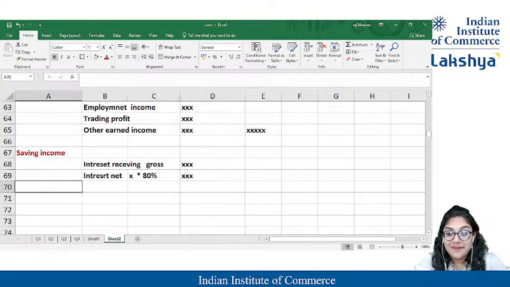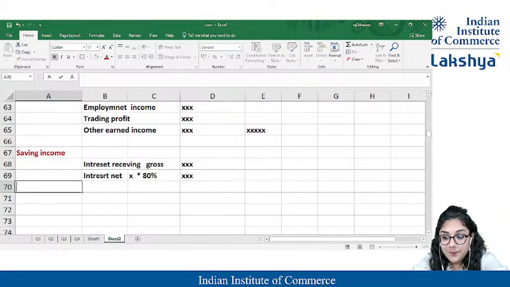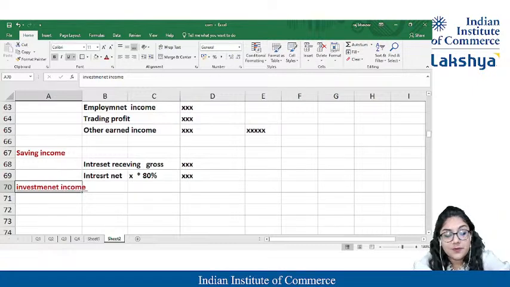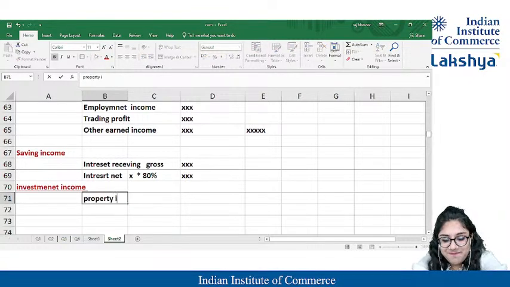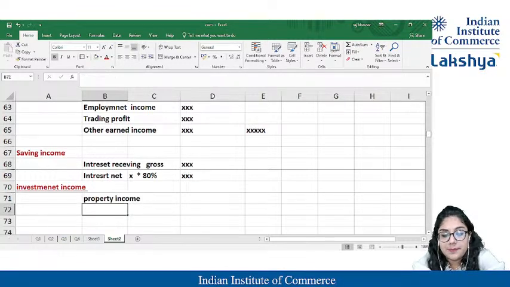Then students, I'll have investment income, under saving income only. So what is investment income first of all? You have some money, so what did you do? Maybe you have invested in property, so I can have property income. I may have some other income, that is other investment income.